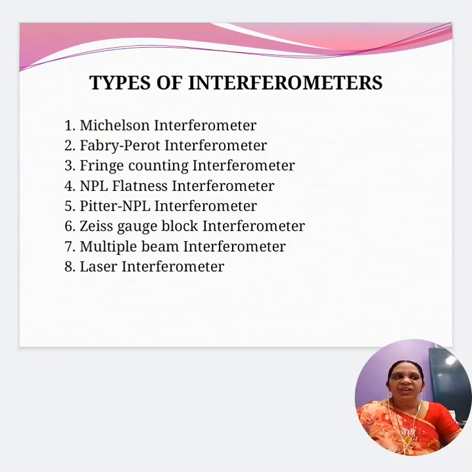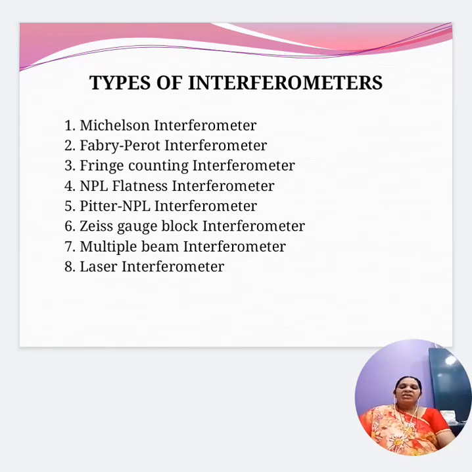Coming to the types of interferometers. There are several types of interferometers used in the modern day. First and foremost is the Michelson interferometer. Then Fabry-Perot interferometer, fringe counting interferometer, NPL flatness interferometer, Pitter NPL interferometer, Zeiss gauge block interferometer, multiple beam interferometer, and laser interferometer. These are the 8 types of interferometers that are used.